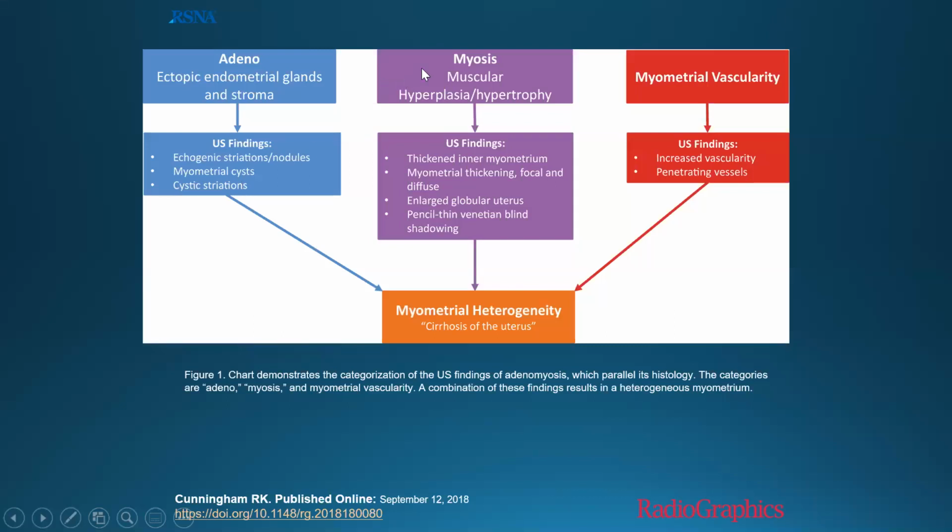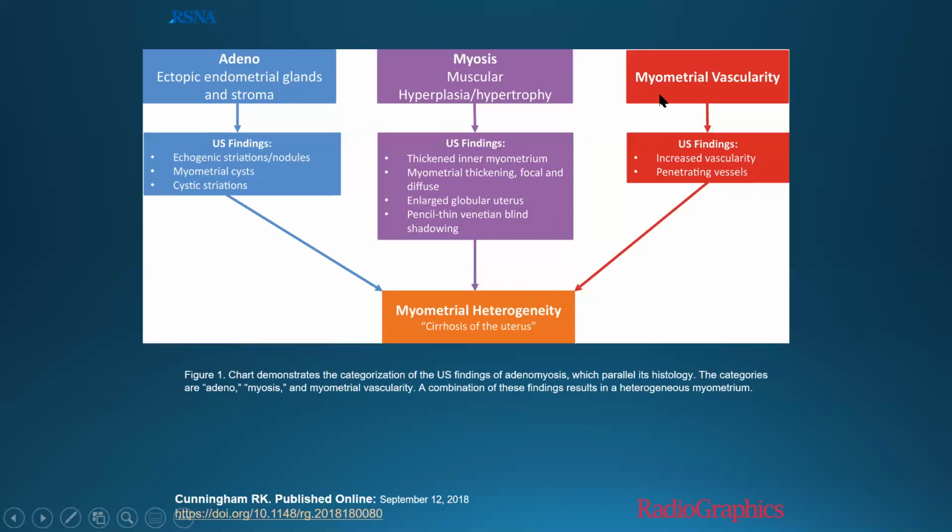How am I going to see the myosis, which is the muscular hyperplasia and hypertrophy? How am I going to tell that this is too much muscle in the myometrium? On the ultrasound, you're going to see the thickened inner myometrium, because I told you, you are looking for the junctional zone. The junctional zone is in the inner third of the myometrium. You are going to see myometrial thickening, focal and diffuse. You're going to see an enlarged globular uterus, clinically and by ultrasound. And this is very important, the Venetian blind shadowing. I have a slide to explain this to you. We also call it pencil thin, because it's like a pencil, just a very thin shadow.